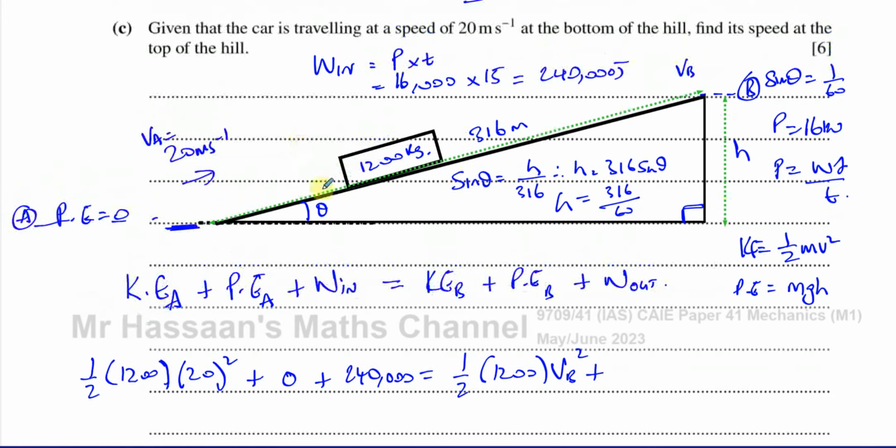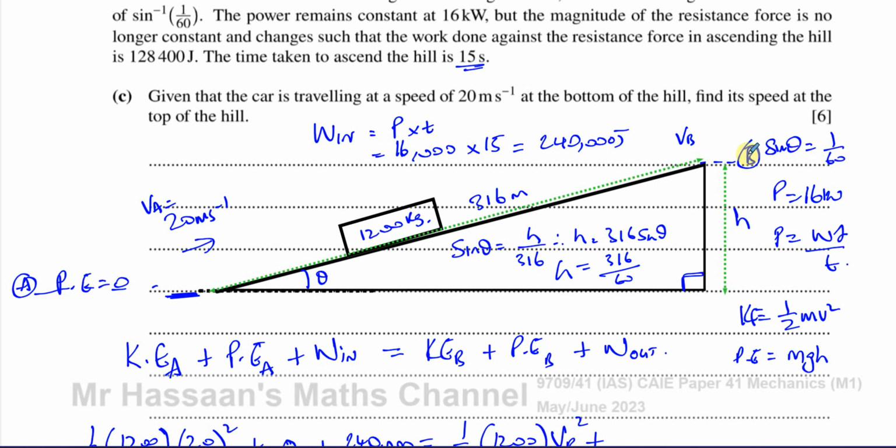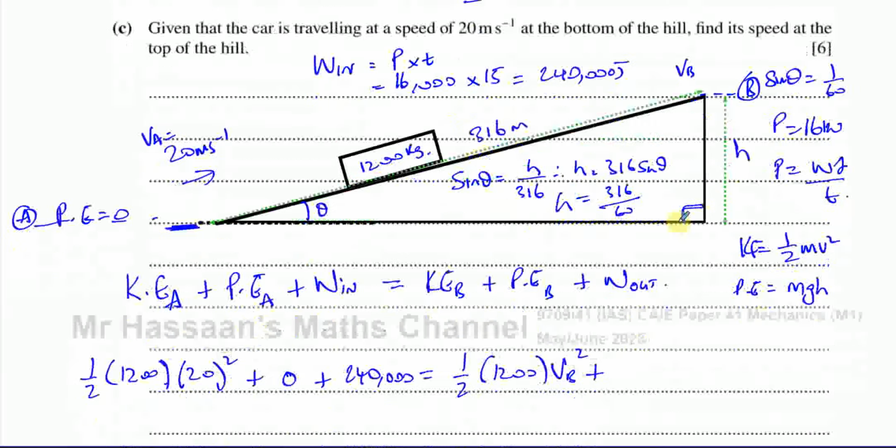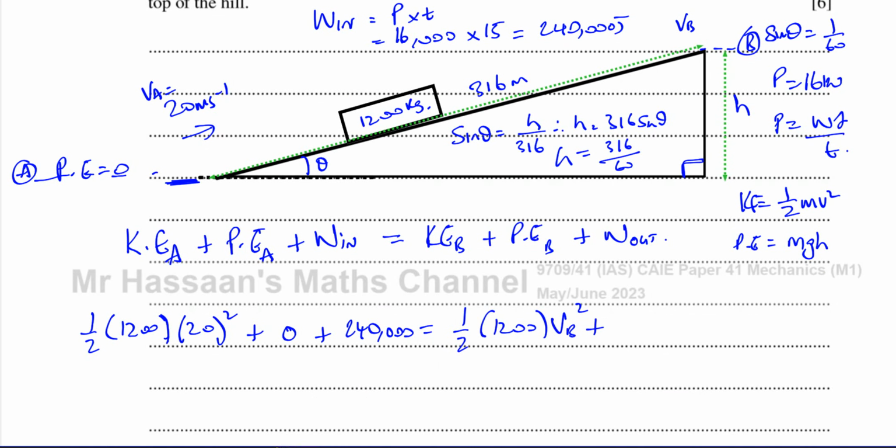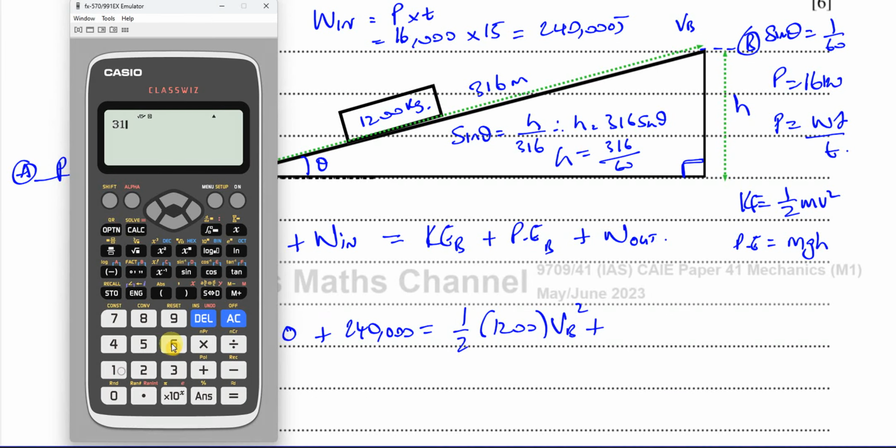Why? Because sine is opposite over hypotenuse. And we know that sine theta is 1 over 60, as told to us in the question. So if I just do that, 316 over 60, what does that give us? It gives us 5.266. I'll just leave it at 316 over 60 for now, so that we have exact values until the end. So that's going to be 316 over 60.